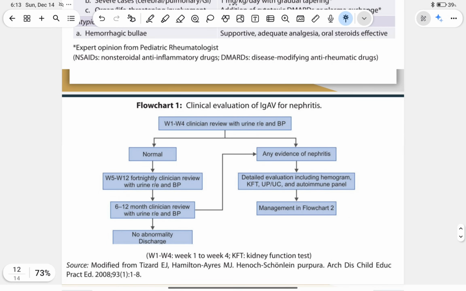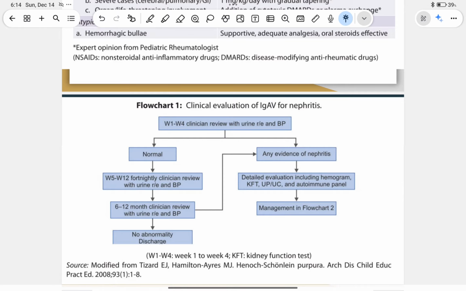Whenever you are coming to evaluation, in the first 4 weeks, you will send urine routine microscopy and BP daily. If the child is normal, then you ask the child to come for weeks 5 to 12, that is up to 2 months. After 2 months, you ask the child to come every 14 days to do the same urine routine microscopy and BP. If nothing is there, ask the patient to come once monthly for 6 to 12 months, because up to 12 months there is risk of nephritis. After that, no need to come.